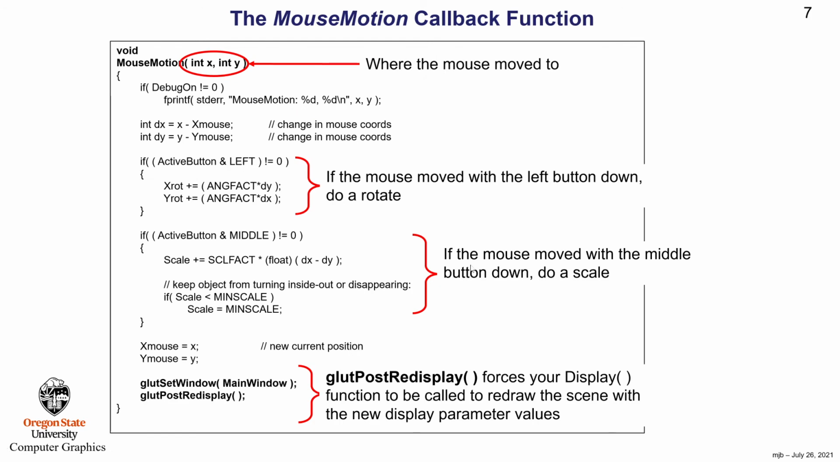Okay, so if you push down the left mouse button and move the mouse, you're asking to rotate. And so that's what's going on here. If the left button is down, read how much the mouse has moved and turn that into an angle. If the middle button is down, turn the mouse motion into a scale factor. And so that's why that is here. And again, there's a post redisplay down there to make sure that you redraw the scene so you can actually see the effect of changing the X rot, the Y rot, and the scale.